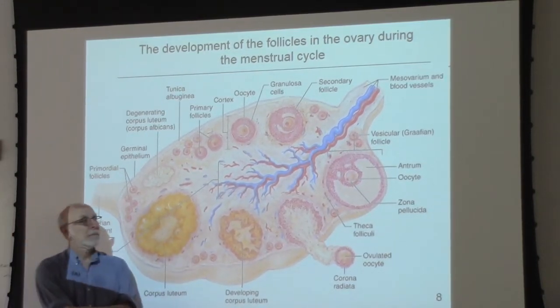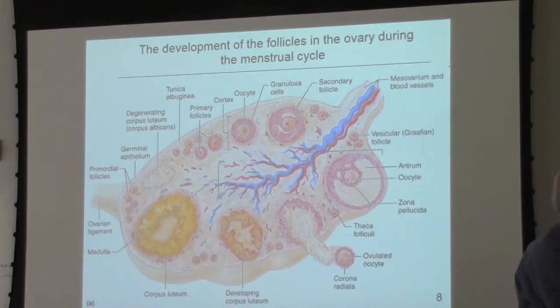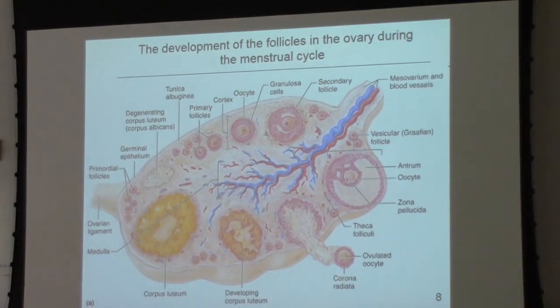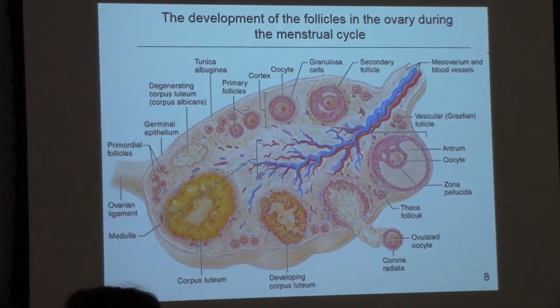Michael? Does this all happen... Pardon? This is all happening in the ovary. I mean, some of the endocrine changes are happening elsewhere, but what we're talking about here is in the ovary.